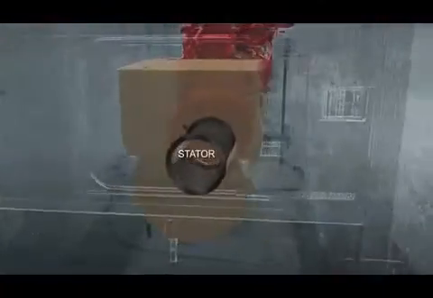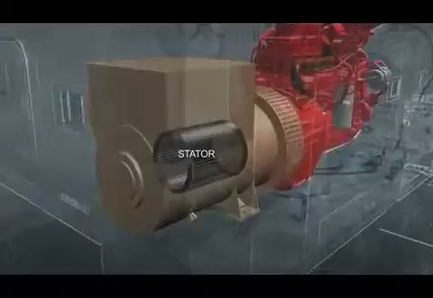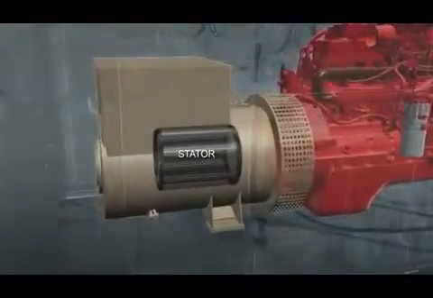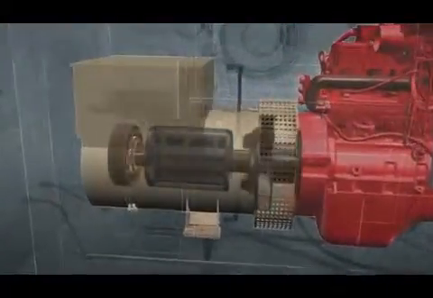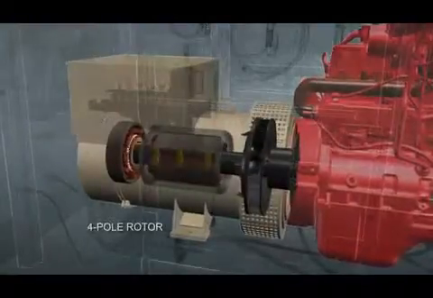Alternators include two primary parts, a stator and a rotor. The stator contains copper coils wound into the alternator's outer casing. The rotor also has wire coils wrapped around an iron core, but unlike the stator, it is attached to the engine crankshaft so it rotates with the engine.